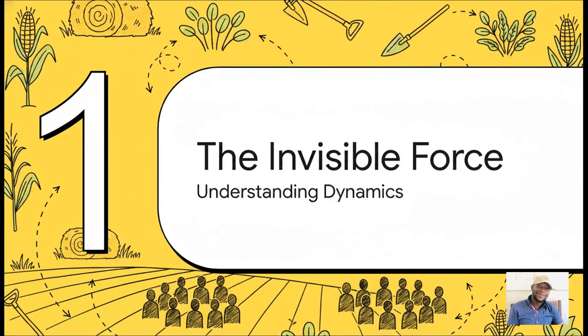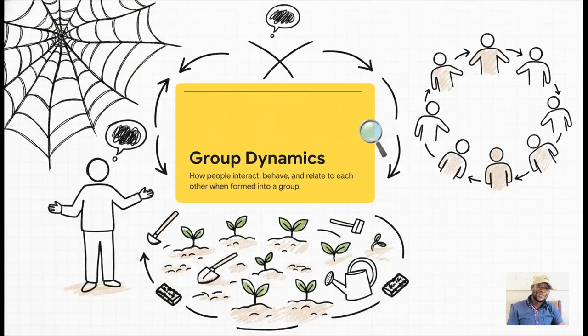All right, Section 1, the invisible force, understanding group dynamics. So what actually happens behind the scenes when you put a group of, say, 25 adult farmers together in a field? Well, think of group dynamics as essentially the personality of your group. It's that invisible force influencing absolutely everything as a living, breathing system. It dictates who speaks up, who sits quietly in the back, how decisions are actually made, and how conflicts are managed when things get tense.